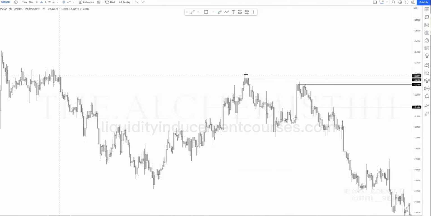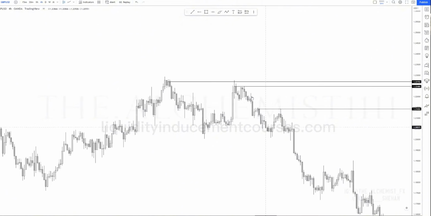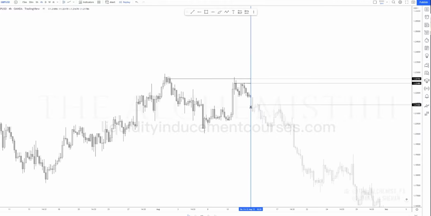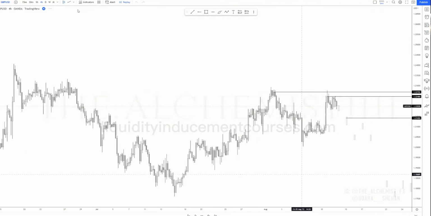Now, where do you think this one tapped into? No idea on this time frame, right? This one right here. No idea. That's why we do the multi-time frame analysis all the time. Once again, I'll show you how to use the time frames. I'm only showing you examples of the POIs.